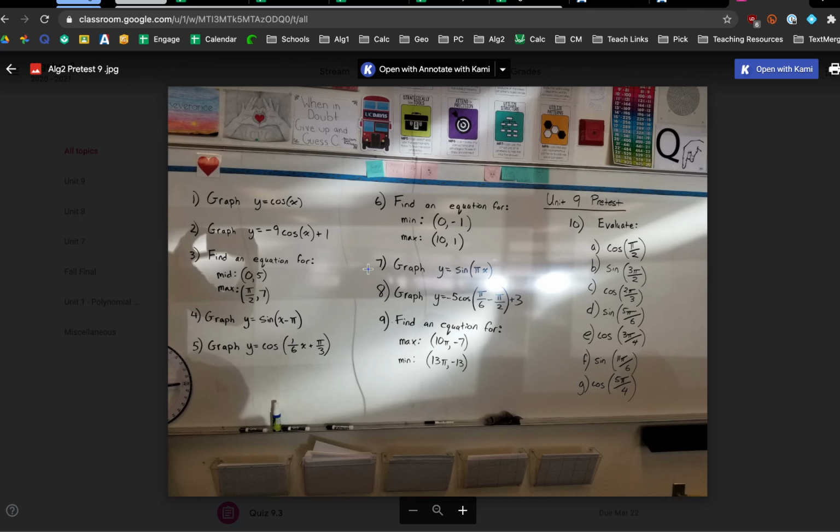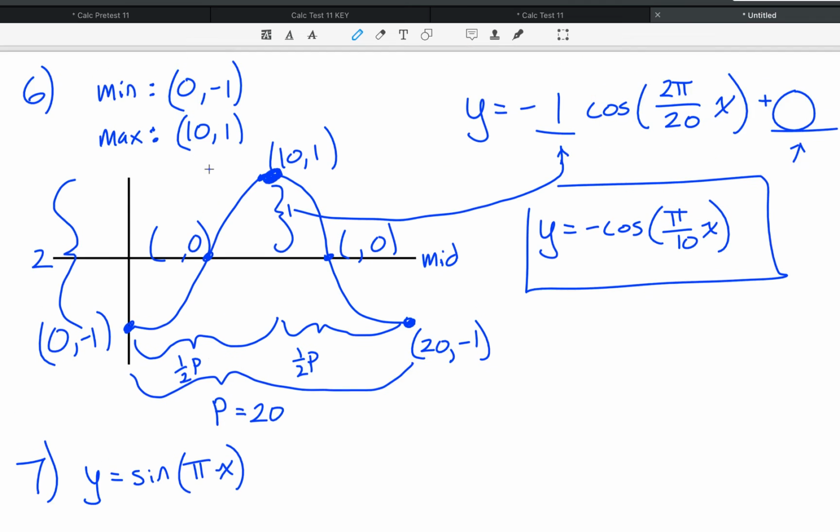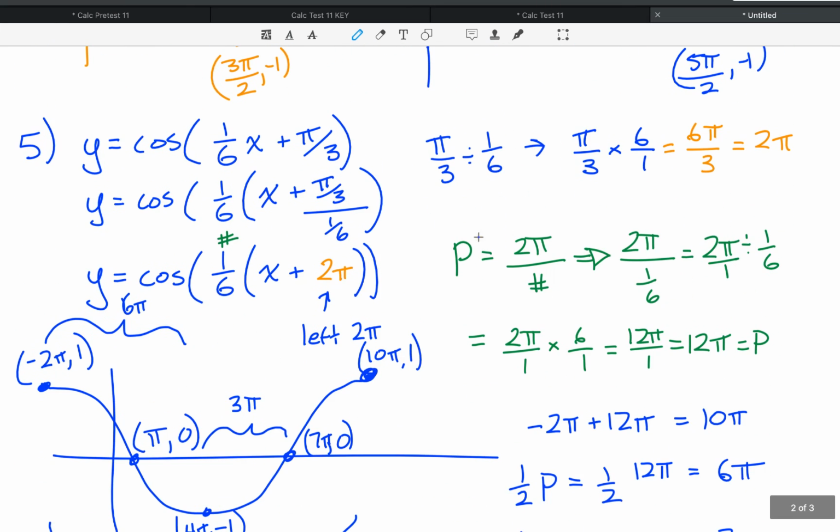Number 7, y equals sine of pi x. All right, so there's only one number here, and it's the number that is affecting the period. So how do we figure out period? We've done it in problem number 5 before, and it's this formula right here. Period is equal to 2 pi divided by whatever that number is.